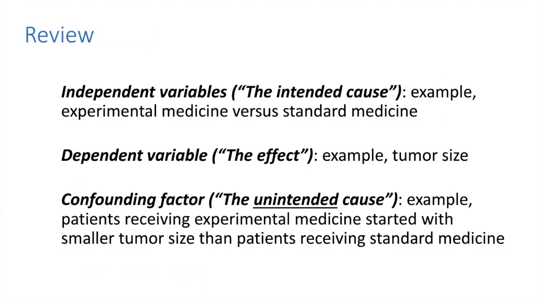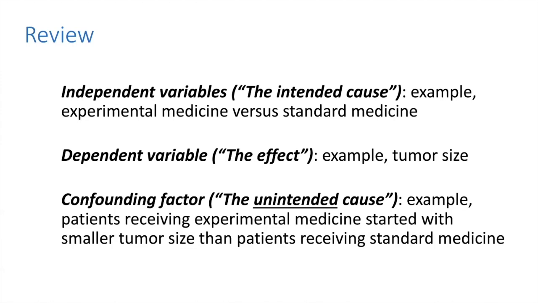So let's review some of this terminology again and come up with more examples. First, you have the independent variable, or the intended cause. One example of this might be experimental medicine versus standard medicine, to see how these might affect the outcome. Then we have the dependent variable, or the effect or outcome. In this example, it might be something like tumor size.